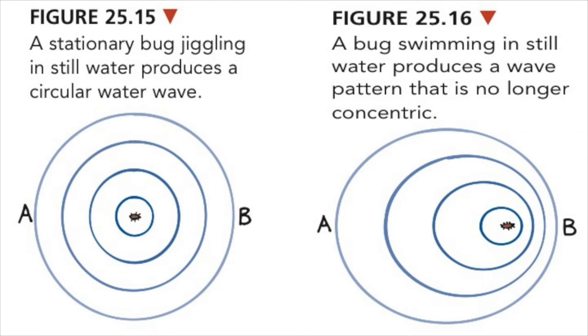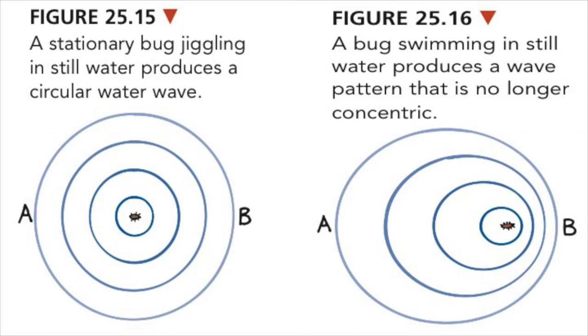The wave pattern is distorted and is no longer concentric as shown in figure 25.16. The center of the outer crest was made when the bug was at the center of that circle. The center of the next smaller crest was made when the bug was at the center of that circle, and so forth. The centers of the circular crests move in the direction of the swimming bug.